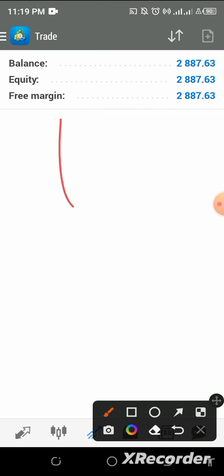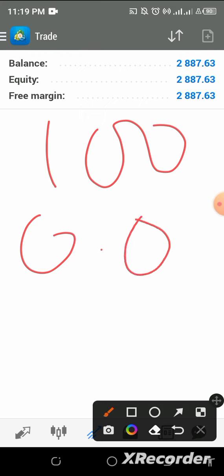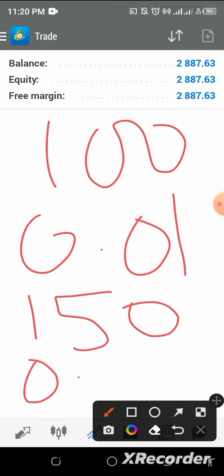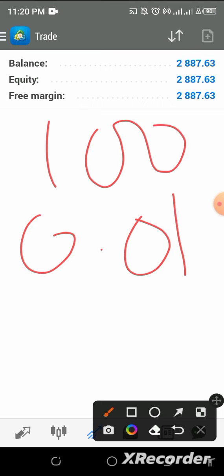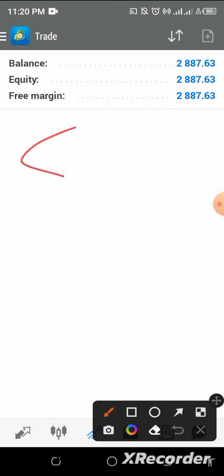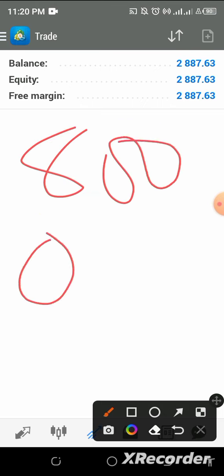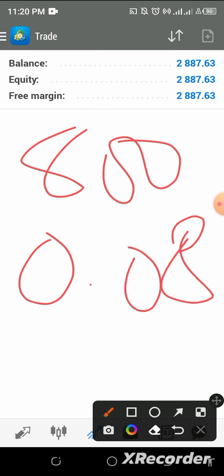Know that anything below a $100 account is 0.01. And then assuming you have a $150 account, you can still use 0.02. It cannot affect you too much. And when you have an $800 account, don't forget that 0.08 is the standard, and those are the rules of money management in Forex.